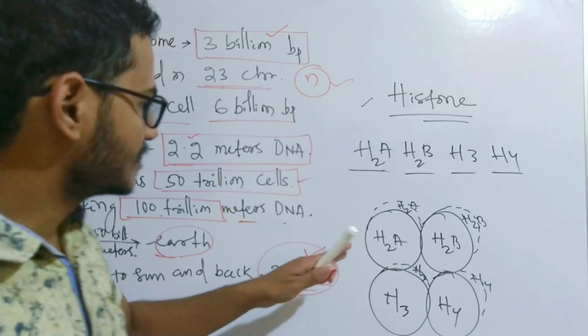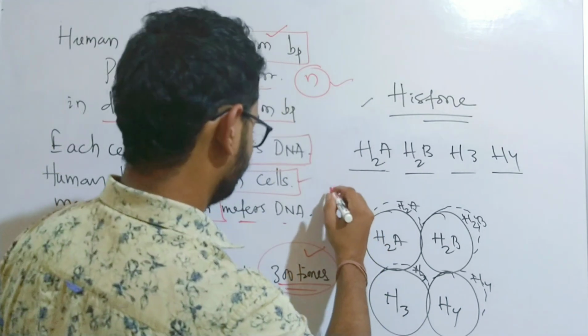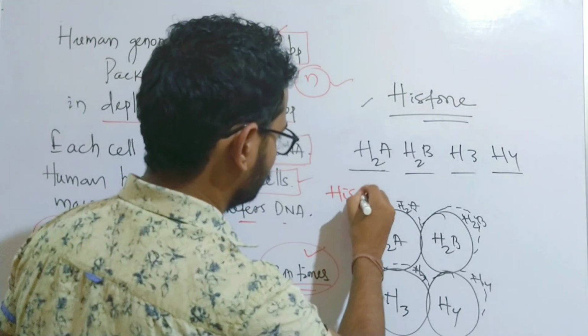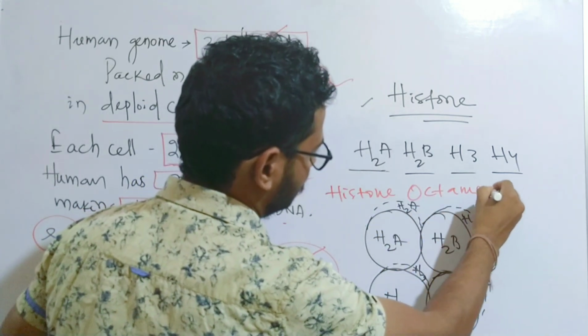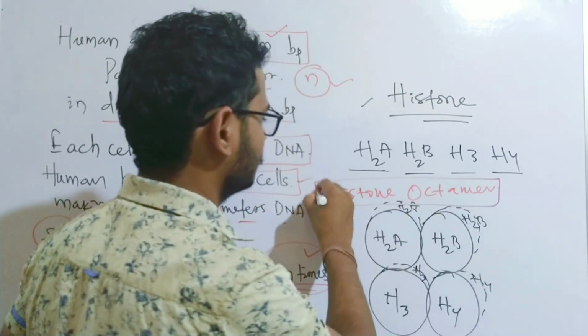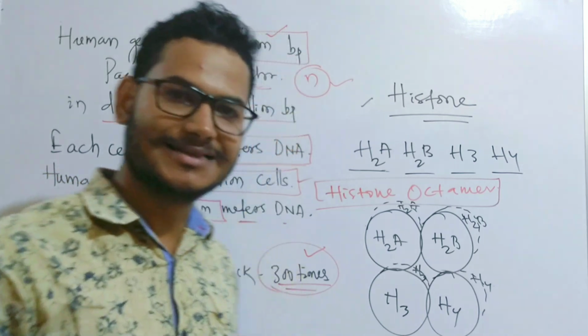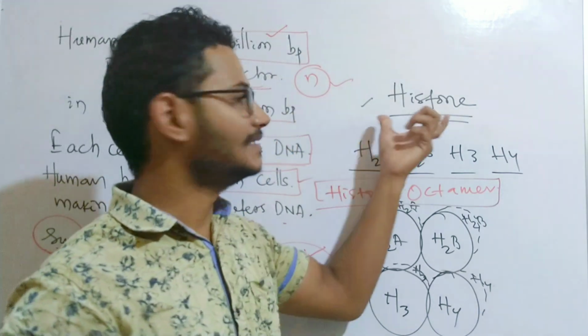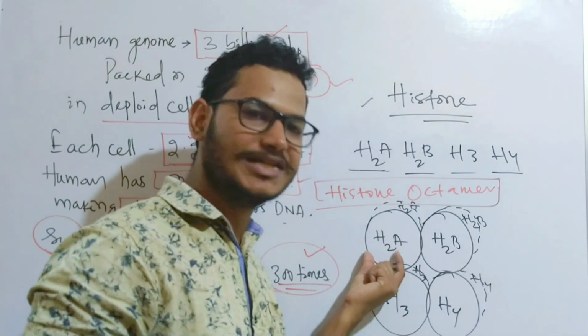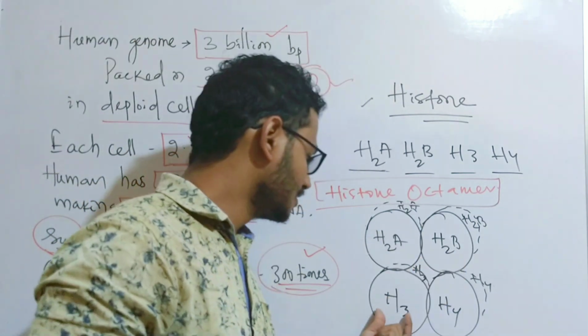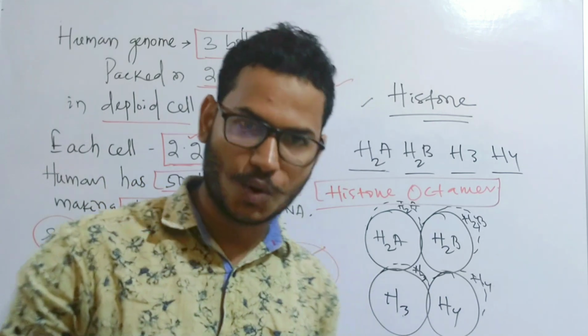That is why this structure is called the histone octamer, because 8 different subunits are there to make this histone protein. What are the 8 different subunits? 2 H2A, 2 H2B, 2 H3 and 2 H4.